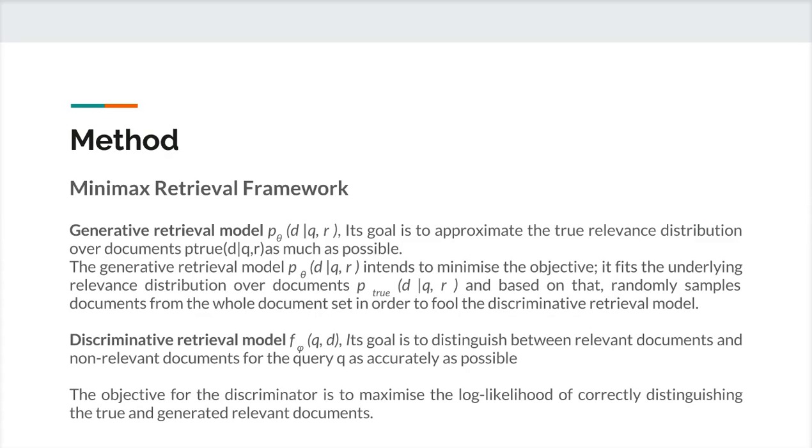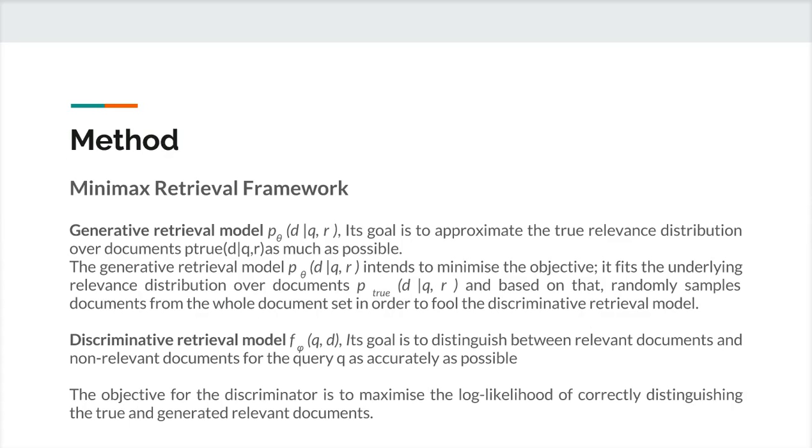Generative retrieval model p_theta of d given q, r. Its goal is to approximate the true relevance distribution over documents, p_true of document given query and relevance, as much as possible. The generative retrieval model intends to minimize the objective. It fits the underlying relevance distribution over documents and, based on that, randomly samples documents from the whole document set in order to fool the discriminative retrieval model.